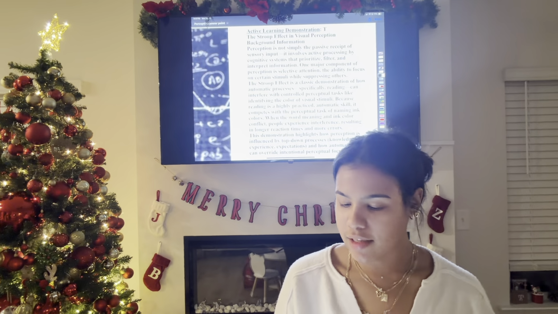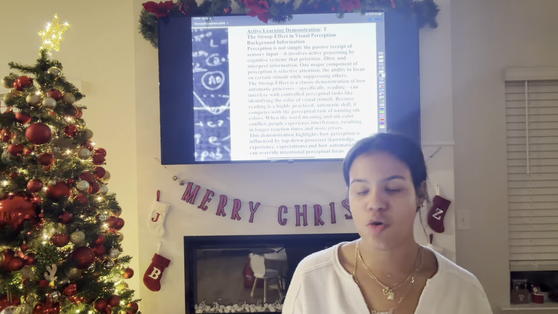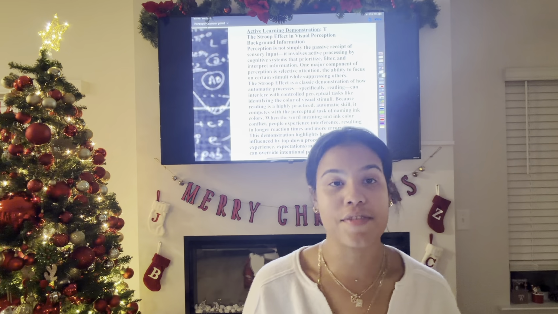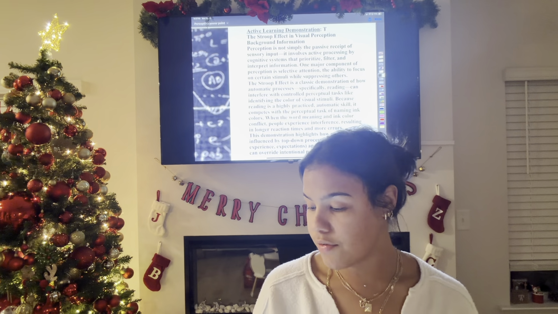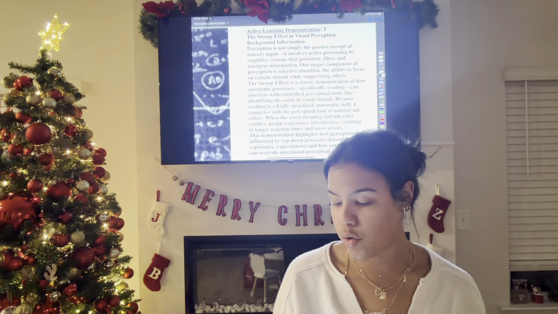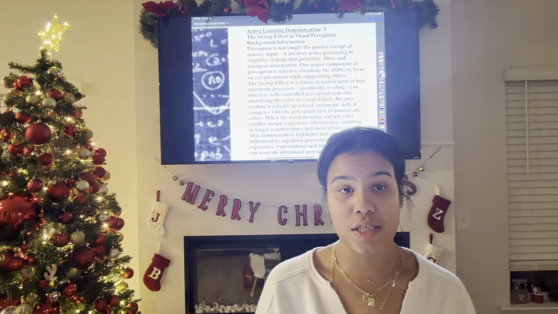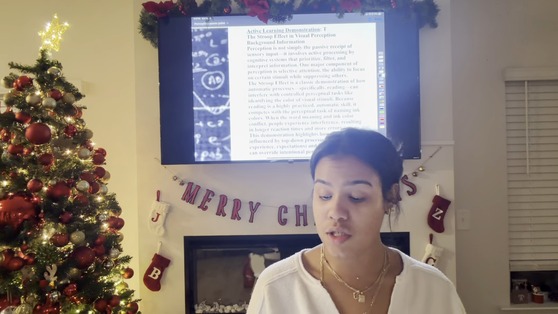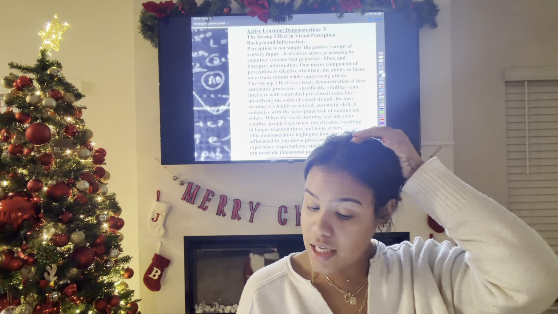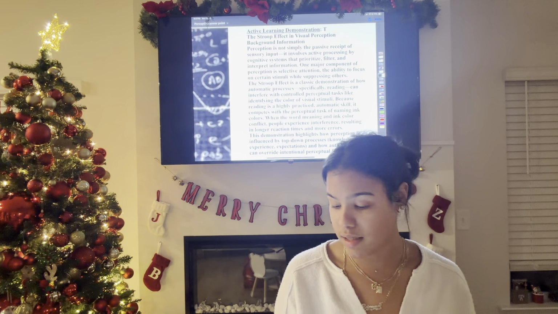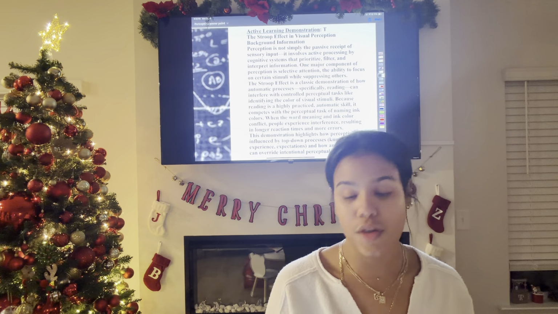Now we have the active learning demonstration, the Stroop effect in visual perception. Background information: perception is not simply the passive receipt of sensory input. It involves active processing by cognitive systems that prioritize, filter, and interpret information. One major component of perception is selective attention, the ability to focus on certain stimuli while suppressing others. The Stroop effect is a classic demonstration of how automatic processes, specifically reading, can interfere with controlled perceptual tasks like identifying the color of visual stimuli.